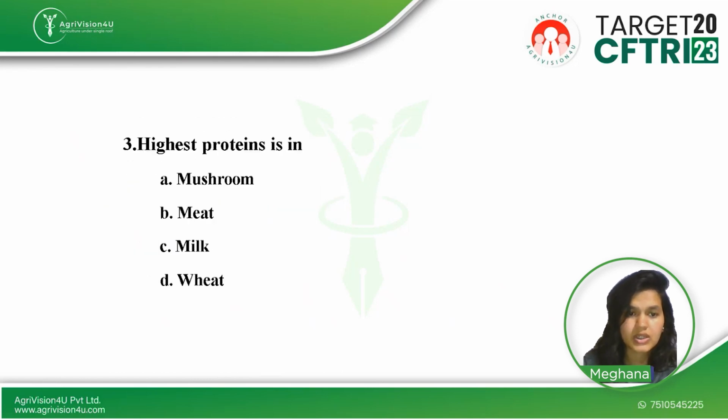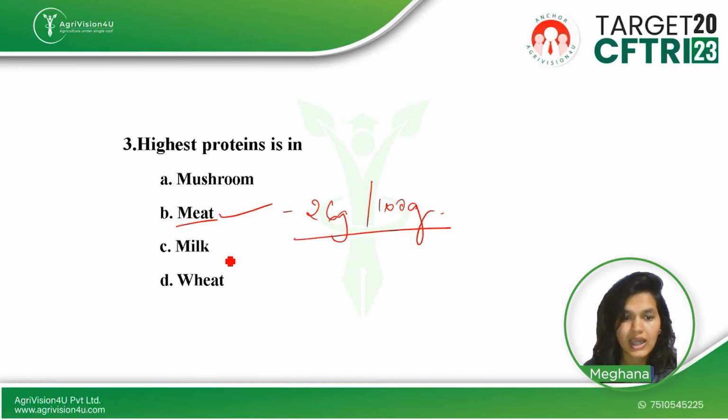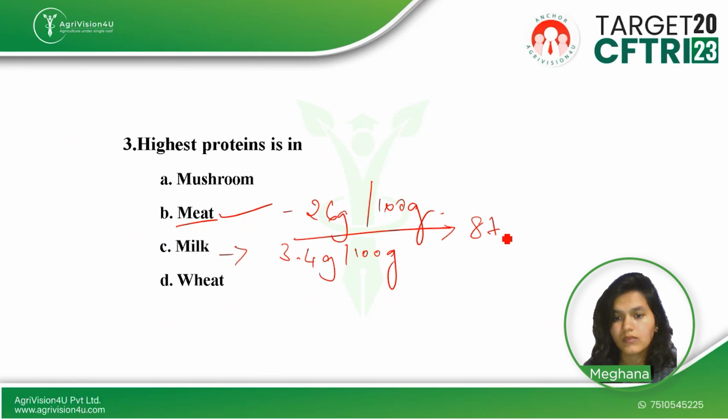Then comes the third question. The highest protein is present in: the first option is mushroom, the second option is meat, the third option is milk, and the fourth option is wheat. So meat is the right answer. Why? Because meat has 26 grams per 100 grams of protein, whereas milk has 3.4 grams per 100 grams. So it is 8 times more than the amount of protein present in milk. So option B is the right answer.